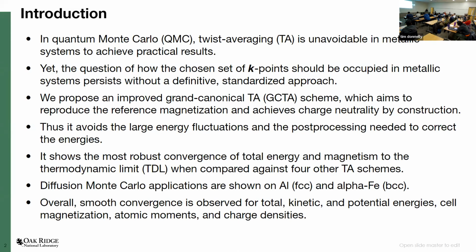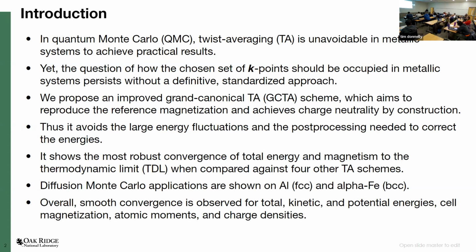So we know that in quantum Monte Carlo, twist averaging is very important to be able to achieve practical results for conducting systems. And yet it seems that we don't have a definitive standardized approach for how to occupy a given set of k-points in these conductive systems.